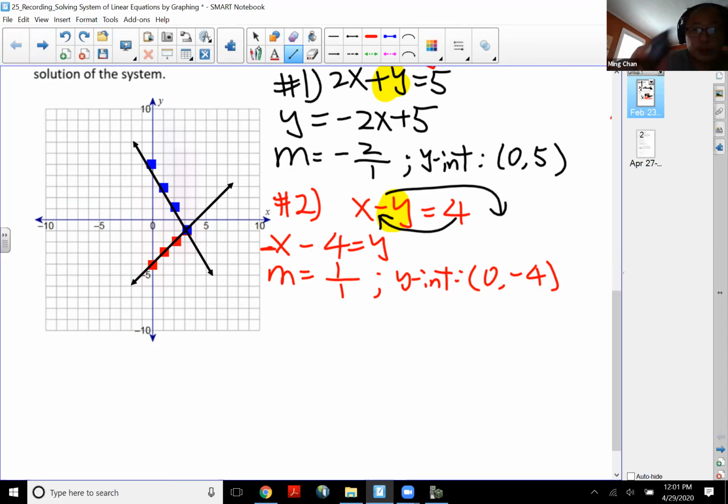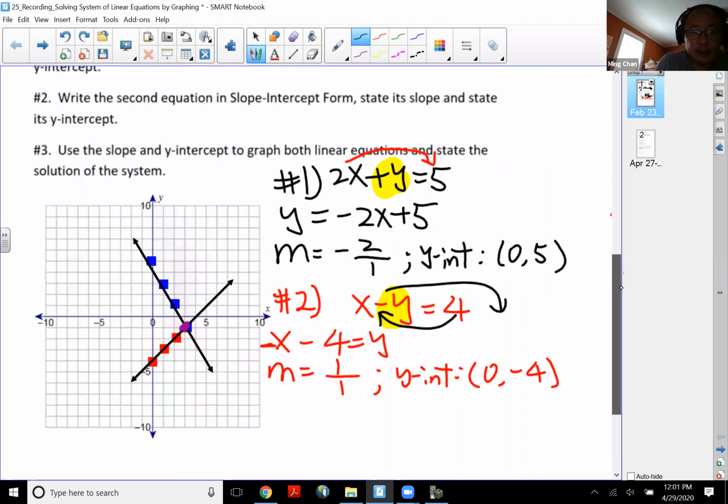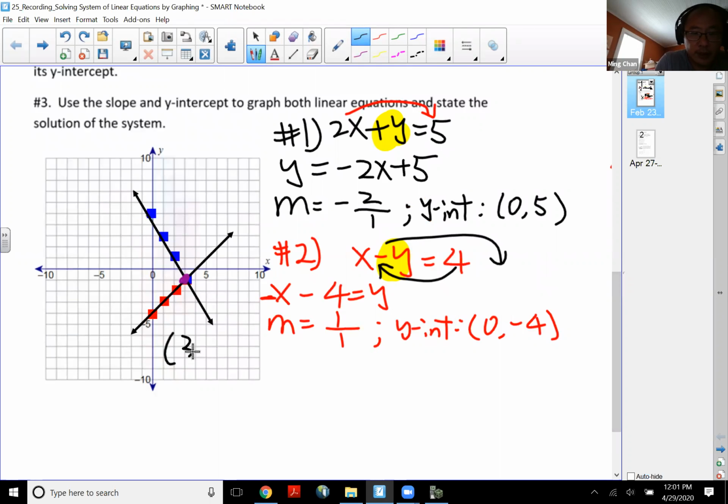The two lines will actually intersect at this point right here. And what is that point? 1, 2, 3, down 1. So the point of intersection is actually (3, -1). So that's my answer.